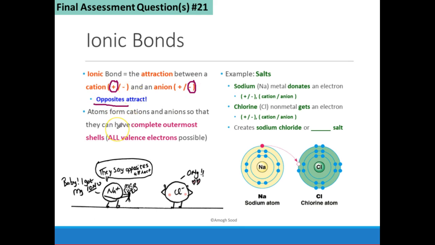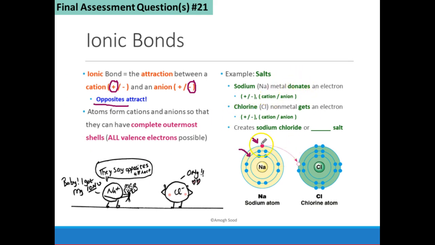So atoms, again, their entire goal is to fill up their shells with all of the valence electrons that they need, those 8 valence electrons. So atoms are going to form cations and anions so that they can have complete shells. Our example here is sodium. We can see sodium right here. It only has 1 valence electron, and really it doesn't want this electron. It wants to get rid of it so that it can have a full shell, right? Because you can see the shell right below it is completely filled already.